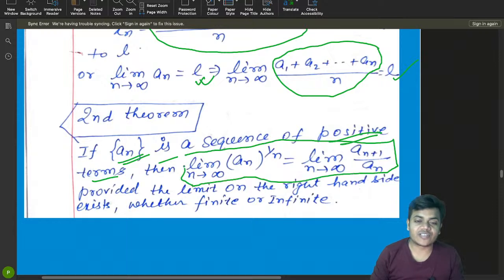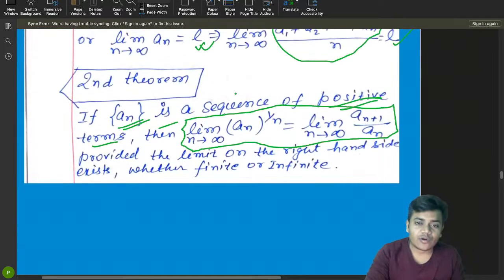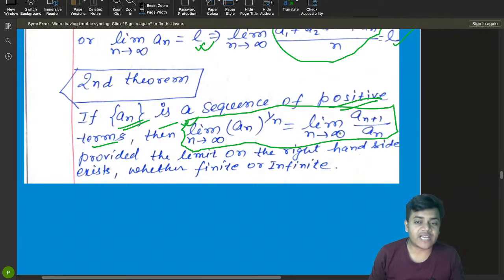This is really interesting that these two things will be equal to each other. So with the help of one, we can really find the other, or whatever is needed. If you are given this limit, n tends to infinity, factorial n raised to the power 1 by n, then what would you like to say? Certainly we will use this: limit n tends to infinity a_n raised to the power 1 over n is equal to limit n tends to infinity a_(n+1) over a_n.